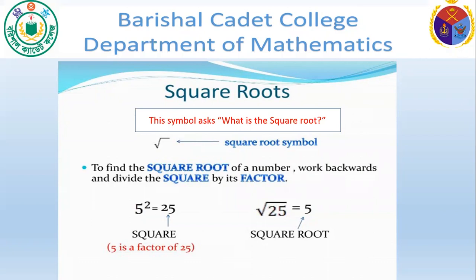Now I will discuss square roots. This symbol asks what is the square root.